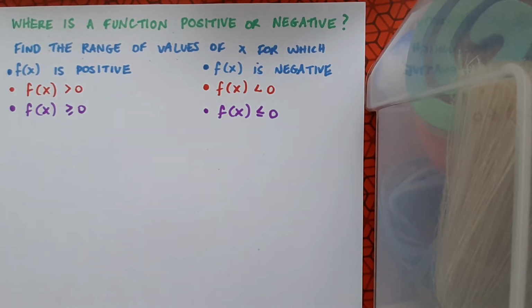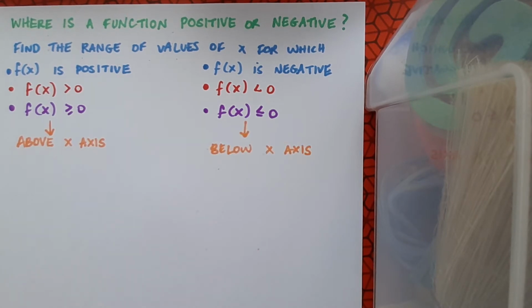So in order to be able to answer any of these, I need to know what they actually mean. When we say that the function is positive, we just mean the function is above the x-axis. And on the other hand, if they said that the function is negative, then they're talking about where it is below the x-axis.